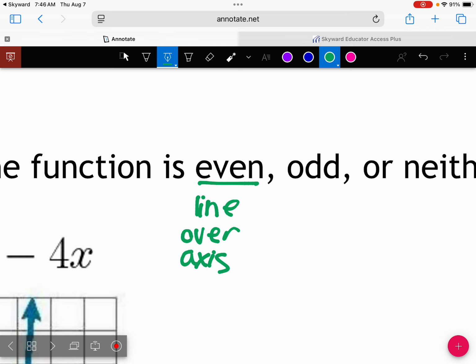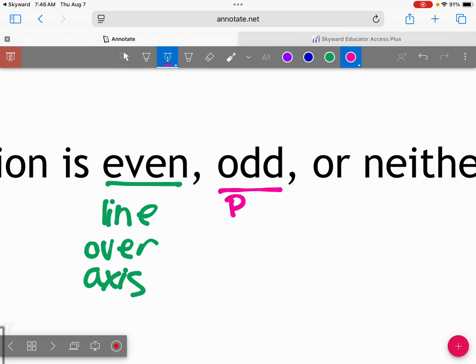Odd is when it has point symmetry through the origin. So it would have to spin right through the 0 point. So odd is point symmetry on 0, 0. We can't always tell when looking at the picture. Sometimes they're super close and look like they're the same even when they're not.